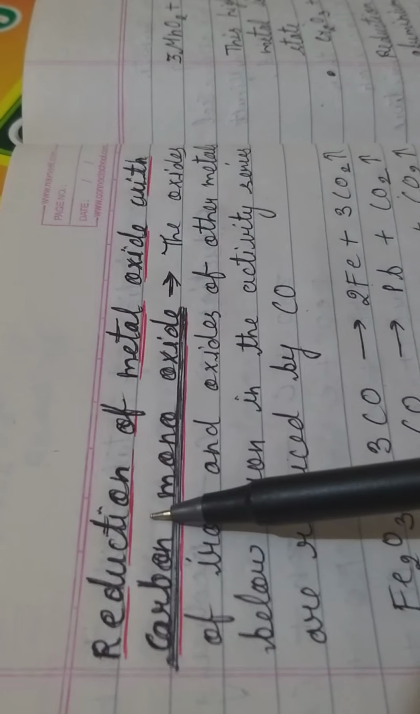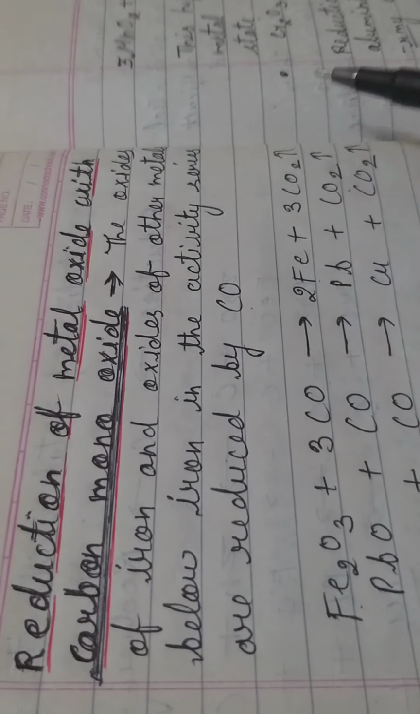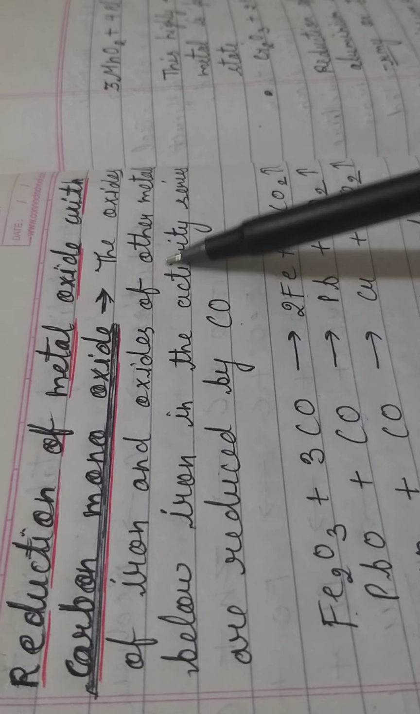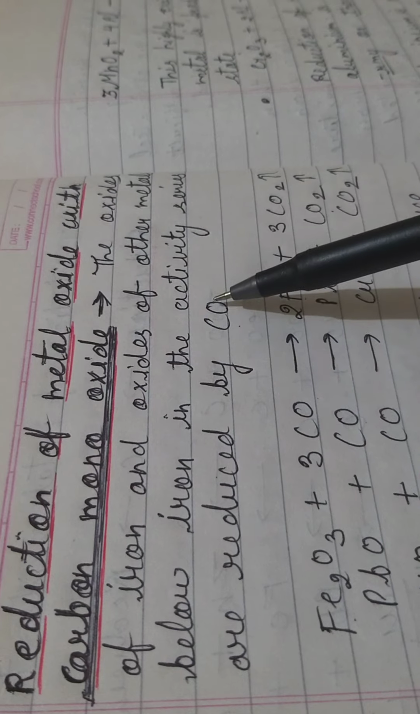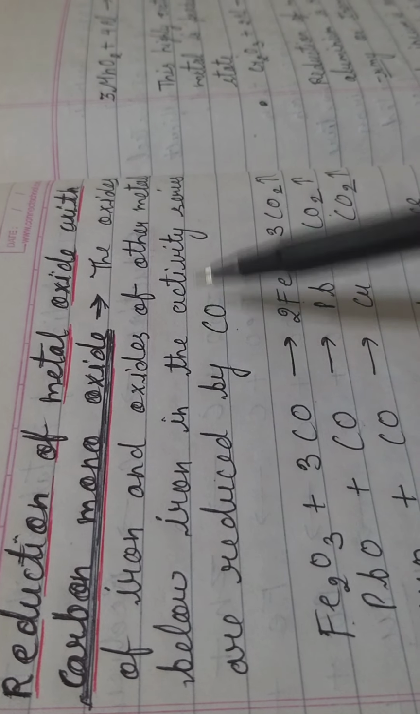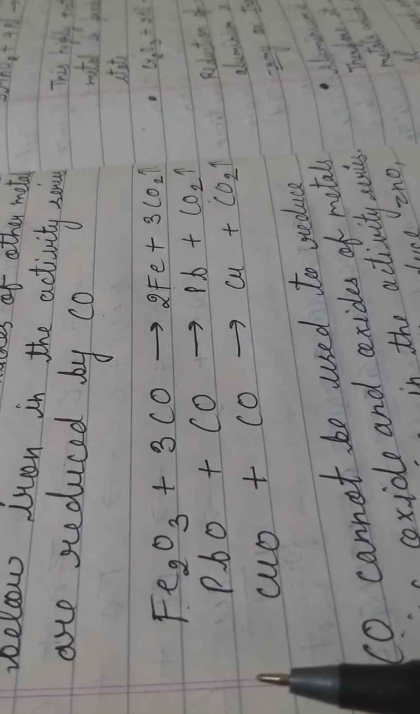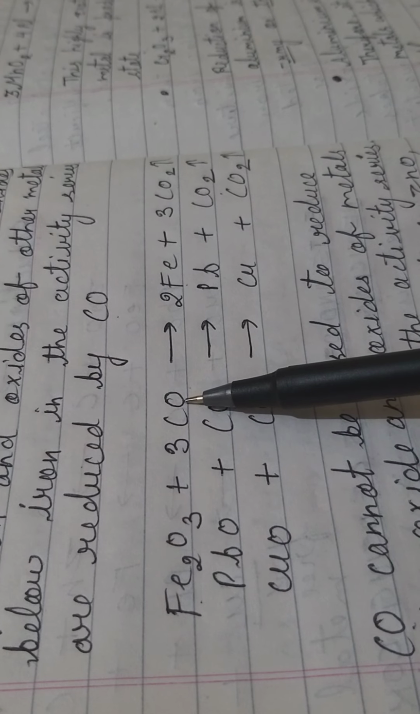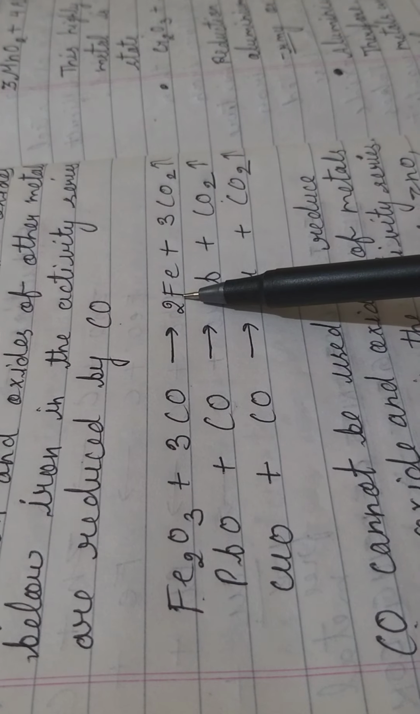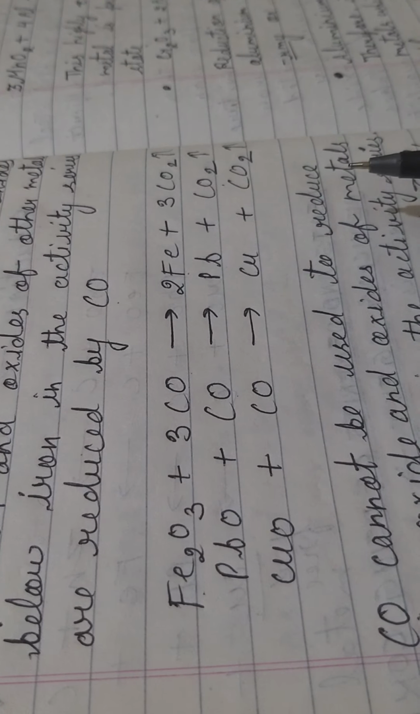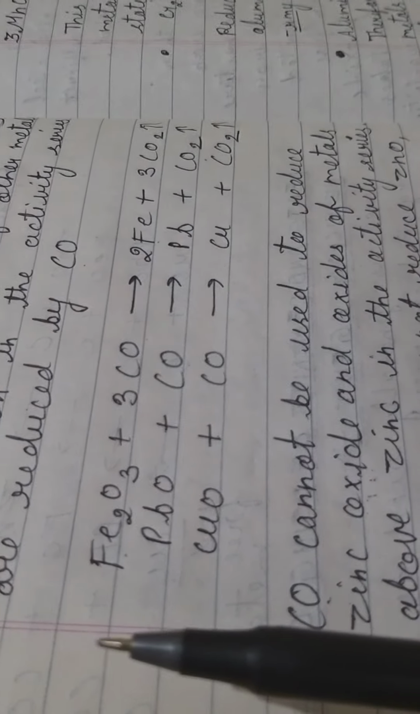Now the next point you have to understand: reduction of metal oxide with carbon monoxide. In that case we can use carbon monoxide as a reducing agent also. The oxides of iron and oxides of other metals below iron in the activity series can be reduced with the help of carbon monoxide. You see here, like Fe2O3 plus CO, we are using carbon monoxide as a reducing agent, and that will convert into Fe. Lead oxide plus carbon monoxide will convert into lead easily. So we can use carbon monoxide as a reducing agent also, which you must know.